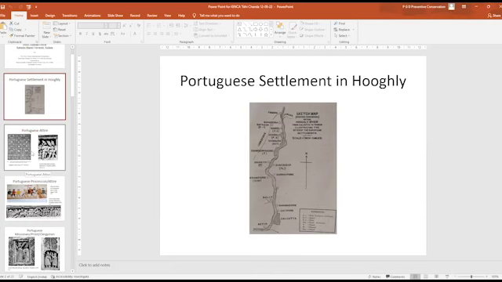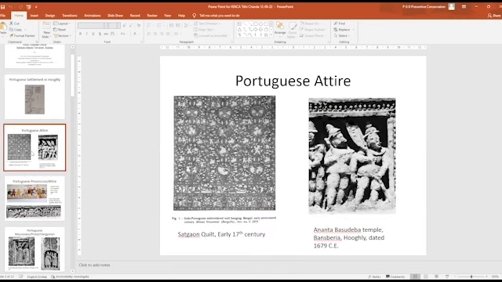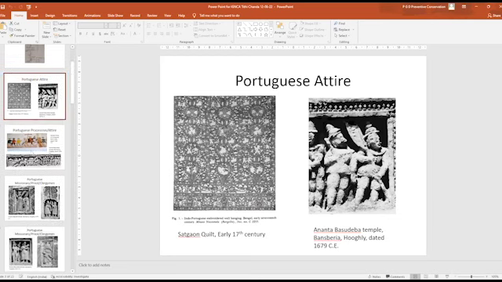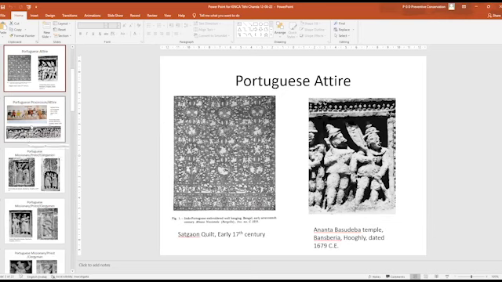Another important point regarding the identification of an alien or European figure in terracotta plaque as a Portuguese, irrespective of a British, Dutch, and French, is a matter of question. The basic point of identification is the dress code and then the activities.